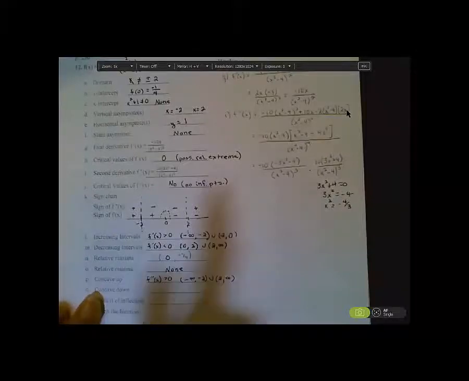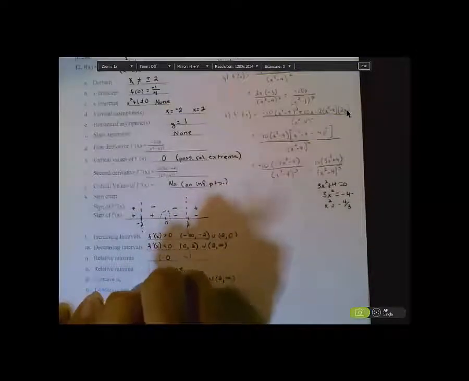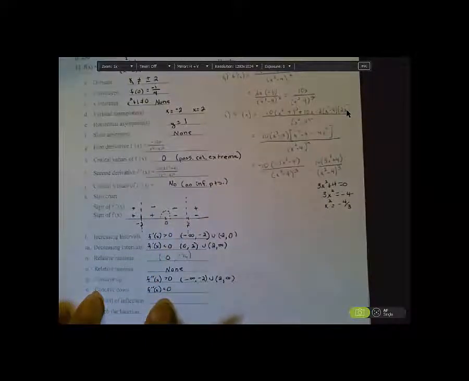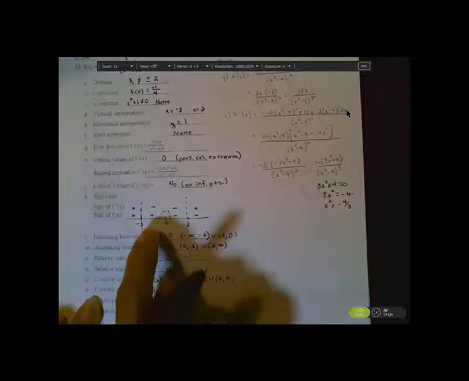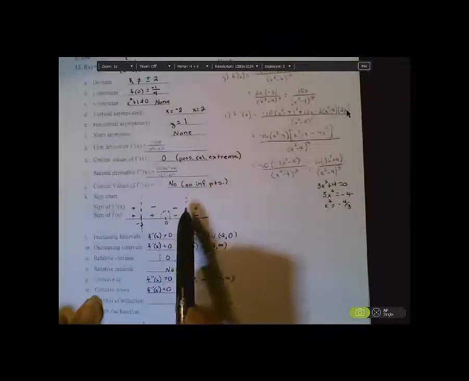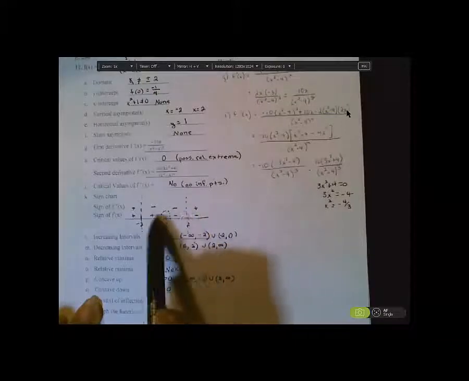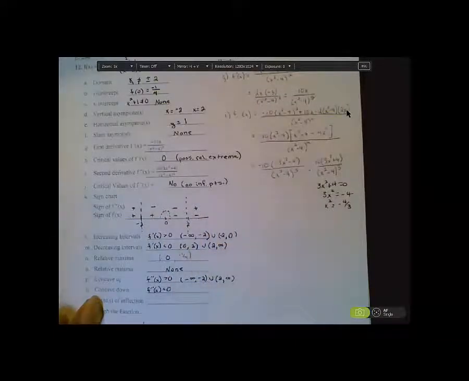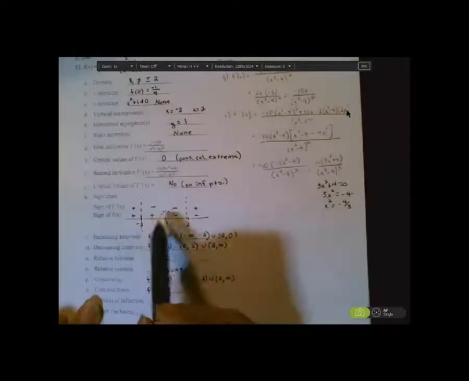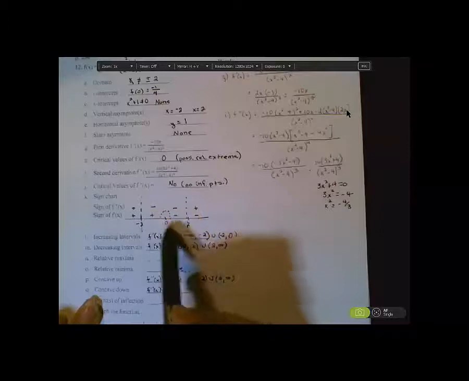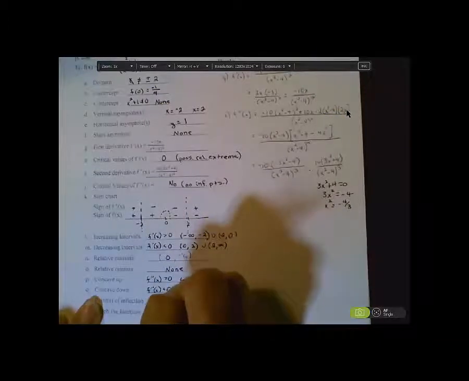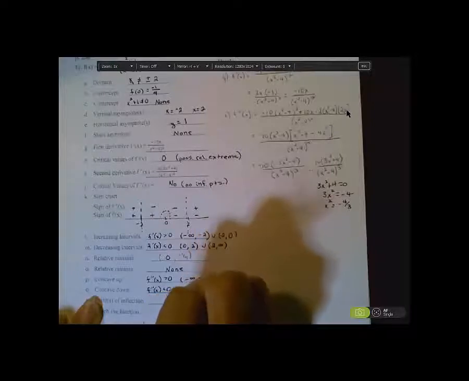The function's concave down wherever the second derivative is negative. Is it okay to say from -2 all the way to +2 without having to break it into two intervals? Yes, the function's continuous from -2 to +2. There's no vertical asymptote or discontinuity in between those. So I can say concave down from -2 to +2.